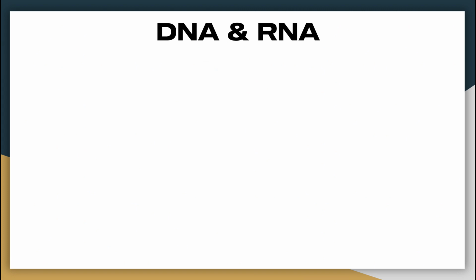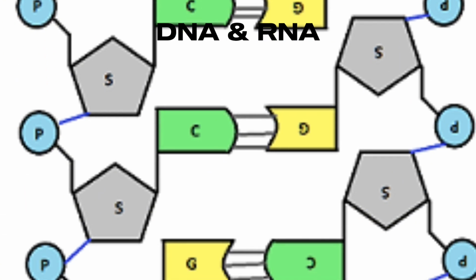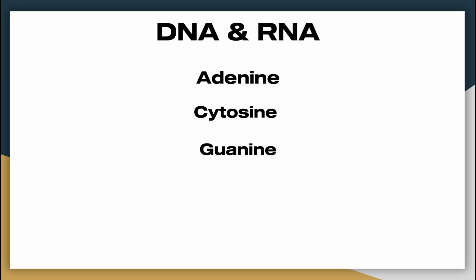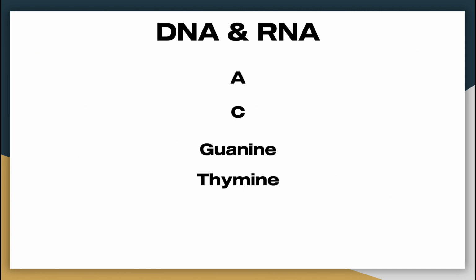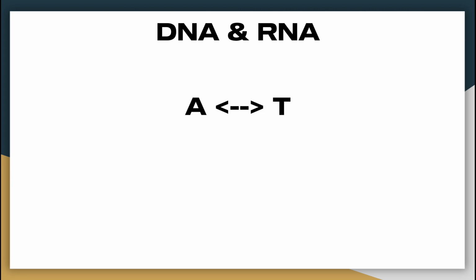And believe it or not, there are 4 different kinds of nitrogenous bases: adenine, cytosine, guanine, and thymine. Or as you simpletons would put it, A, C, G, and T. Each one of these bases has a complementary base. For example, A with T, C with G.